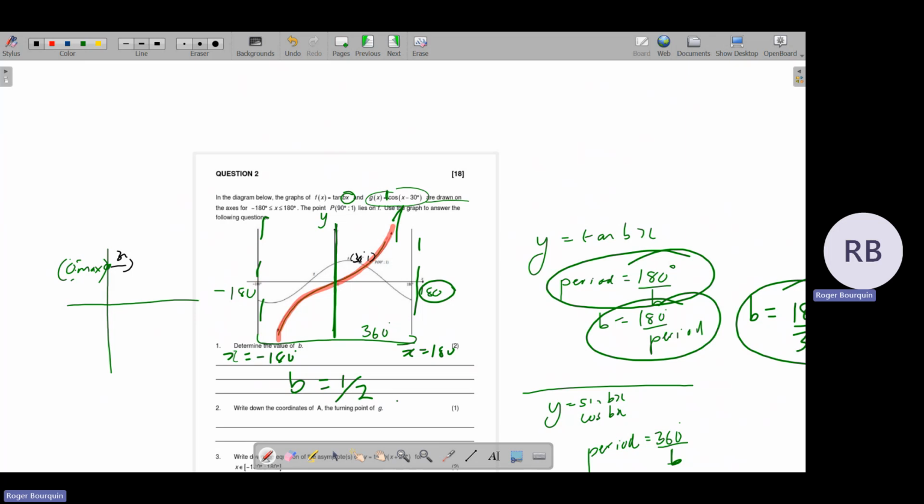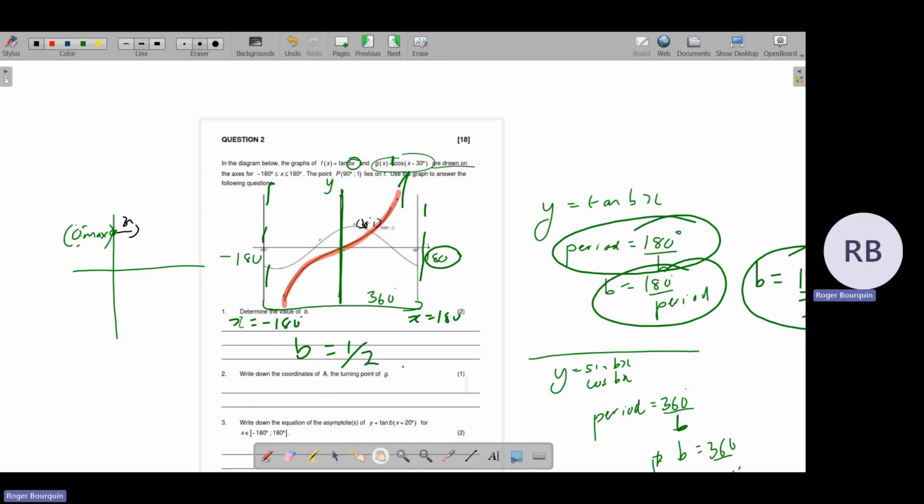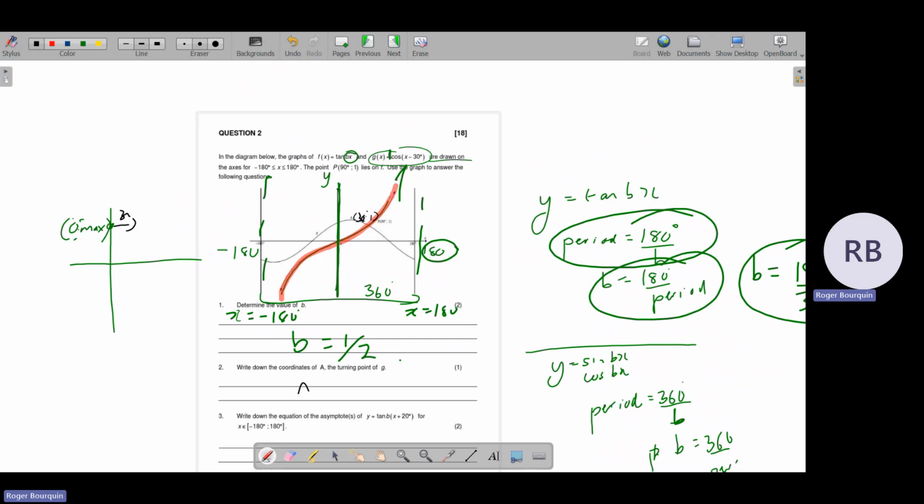So now the last question: we were given the graph and had to find the equation of the horizontal shift. Now we're given the horizontal shift and we've got to go find the maximum. Is he with me? So A, the answer is 30 degrees and 1. Now, write down the equation of the asymptotes of y. Okay, try the next one.